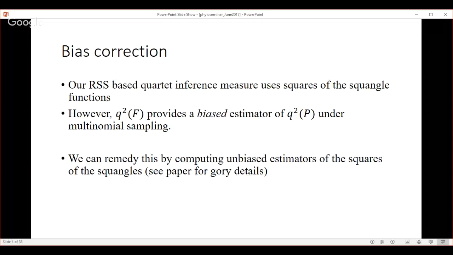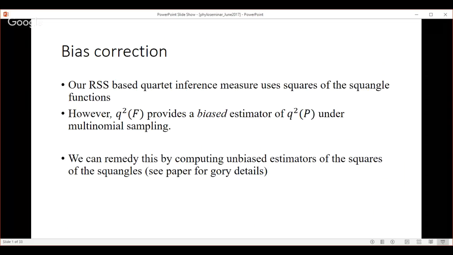So one thing that we also thought about a little bit is that when we're doing this residual sum of squares type idea, we're not actually using the squangle functions themselves. We're using the squares of these squangle functions. And it turns out that if I've got some actual data, some counts, and I compute the square of this squangle, that's actually a biased estimator of the squangle on some underlying probability tensor under this multinomial sampling. So Jeremy went away and did a bit of reading and found a way of modifying these polynomials to make them unbiased estimators of the squares of the squangle.